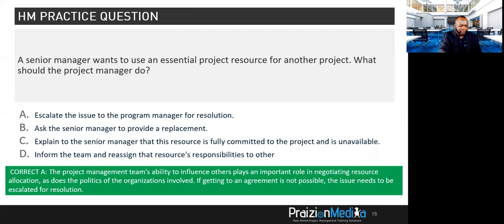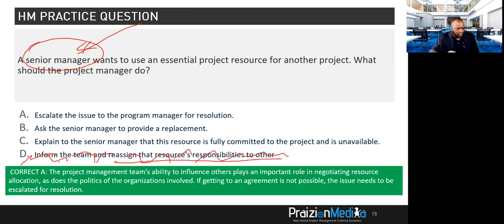The reassignment of the resource's responsibilities to another: the fact that you understand there's some senior management politics at play tells you that you are not in a project oriented organization. Therefore, reassigning someone's responsibilities to another, you don't have the power to do that, because it's already sounding like this is not a project oriented firm, because there's a functional manager or a senior manager on the horizon. So informing the team and reassigning the resource's responsibility, it's not in your power to do that. Explain to senior manager that this resource is fully committed. That does not solve the problem. Oh, you can't have Phil, he's busy. No.